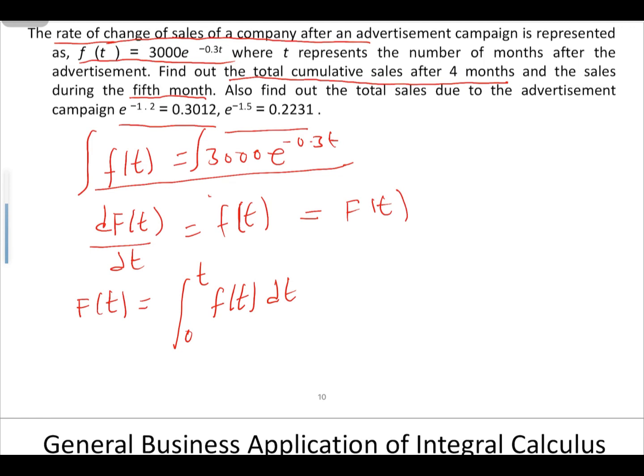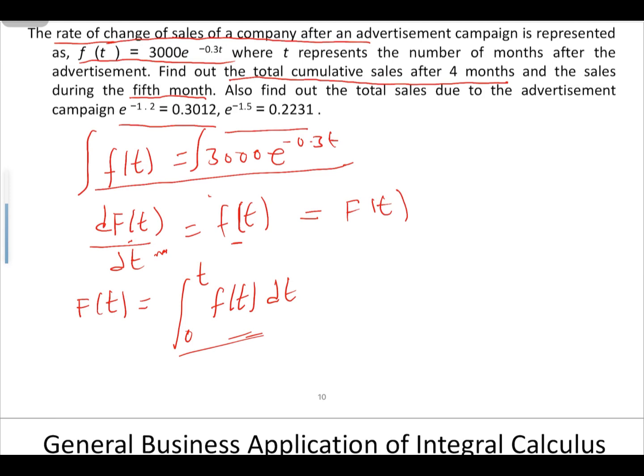Now, if we assume that this capital F of t is the total sales after t months, then the sales rate is the small f of t, as I've written it here. And therefore, we are getting this when we integrate the left-hand side, and the right-hand side is the function itself. So let's do a bit of substitution and then look at what we can arrive at.